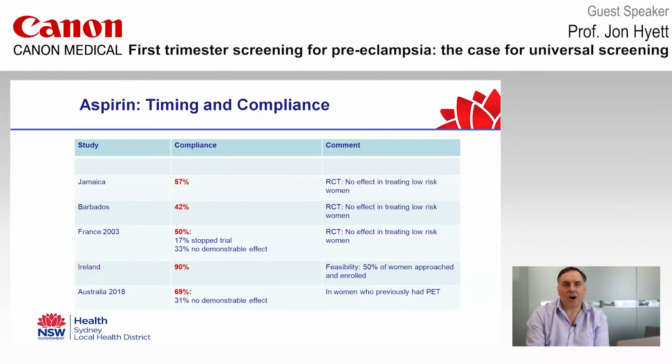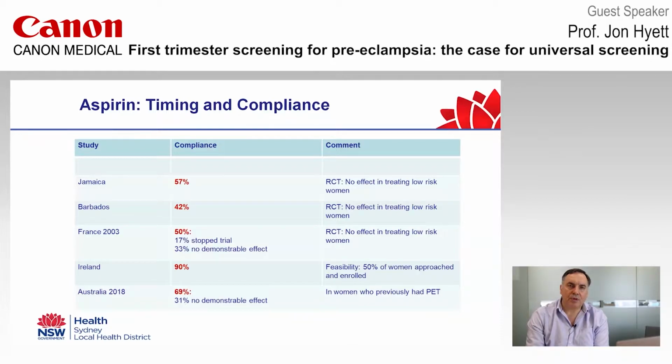So what about the argument that we should just not bother with screening and we should give everybody aspirin? Well, there are actually a number of trials which have looked at whether you can give aspirin to a population of women. Often it's been given to all nulliparous women. And then they've looked to see whether that's had an effect on rates of preeclampsia.